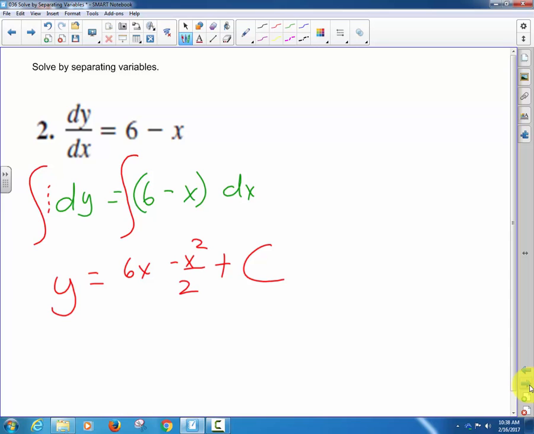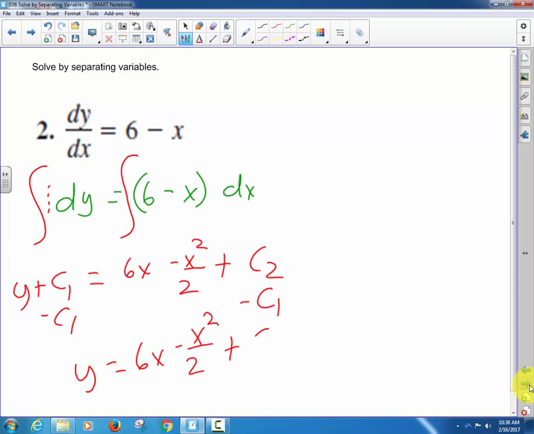It would not be wrong to put a plus c on both sides, but it's not commonplace to do it. Because we could have a c on both sides, totally different numbers, but then since they're both constants, we could subtract c1 from both sides and just turn it into one constant number. So typically, you're going to see me just write y equals 6x minus x squared over 2 plus a constant of integration. Because we could break that up into anything that we wanted there.